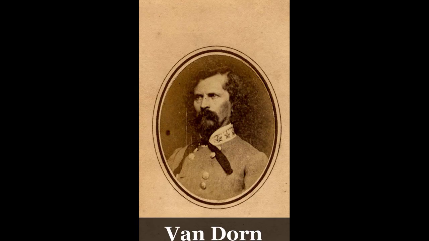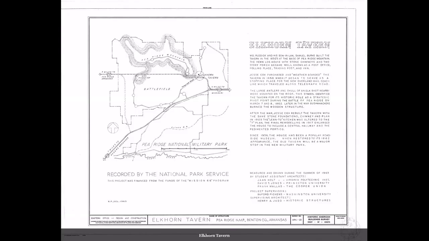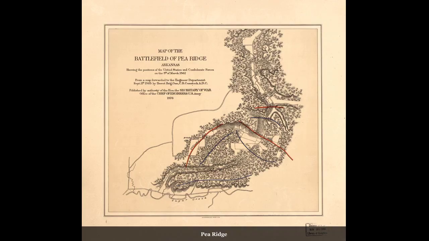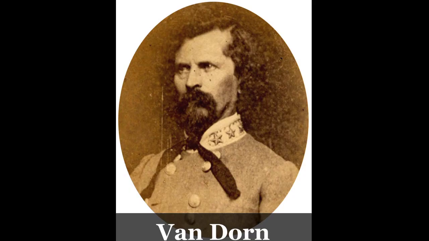The Union commander had chosen his ground carefully, positioning his troops on high ground near Elkhorn Tavern, which offered a commanding view of the surrounding countryside. It was here, amidst the rolling hills and dense forests of the Ozarks, that the Battle of Pea Ridge would soon erupt, pitting two determined armies against each other in a clash that would have far-reaching consequences for the war in the West. The air was thick with tension, and the scent of gunpowder hung heavy over the landscape like a specter of impending doom.